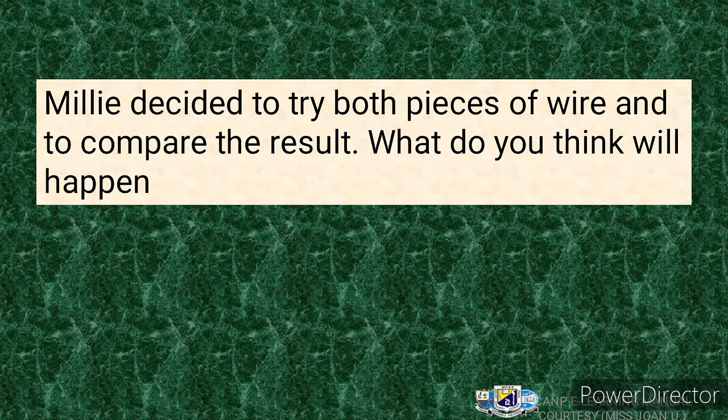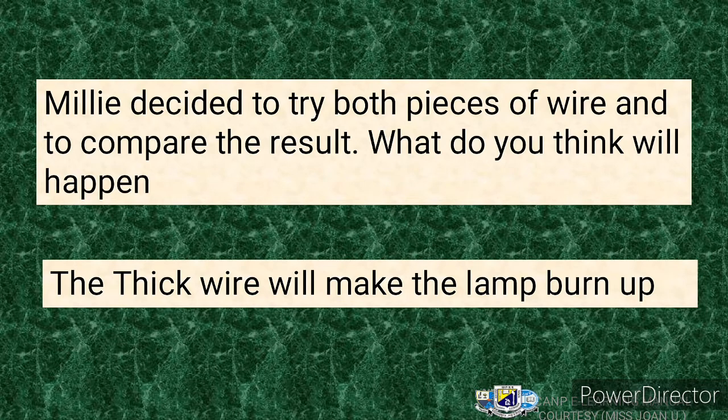Okay, by now I believe you know that the thick wire will make the lamp burn up more. Why? Because the thick wire has more area. It has more space for current to pass through at the same time compared to the thin one. It's like a chain, which we've learned before concerning conductors. More current will flow through the thick one than the thin one, simply because the thick one has more area, and that will make the bulb burn up more. So after Millie's experiment, she will prefer to use the thick wire so that her bulb will light up with more energy.